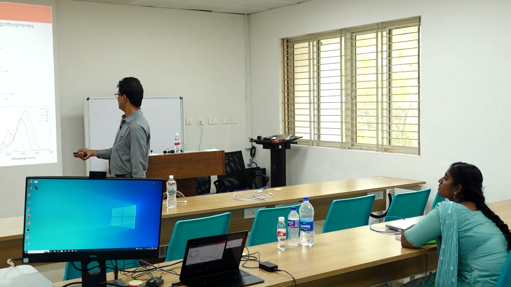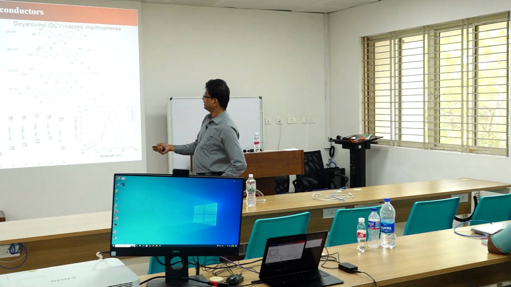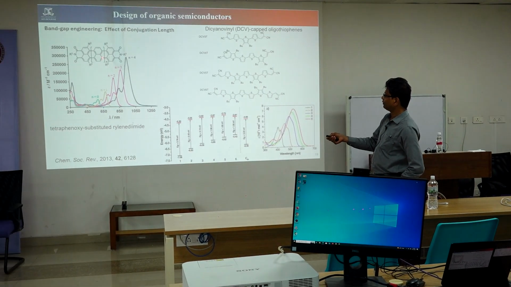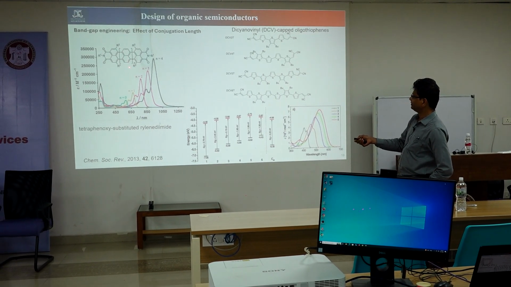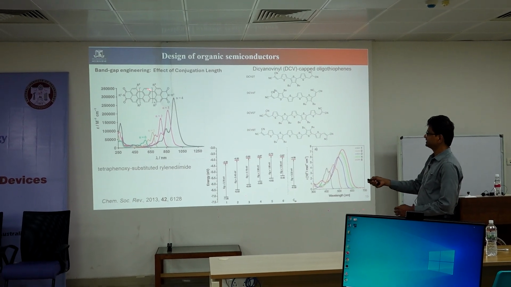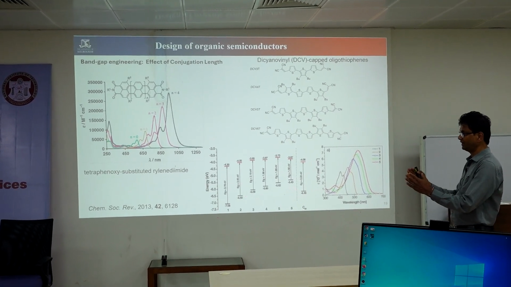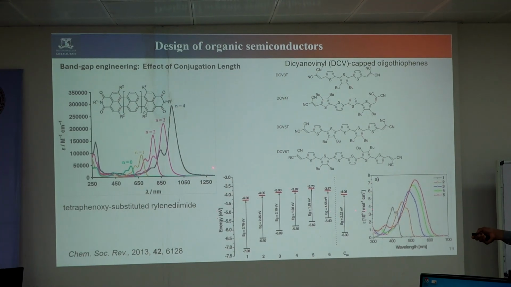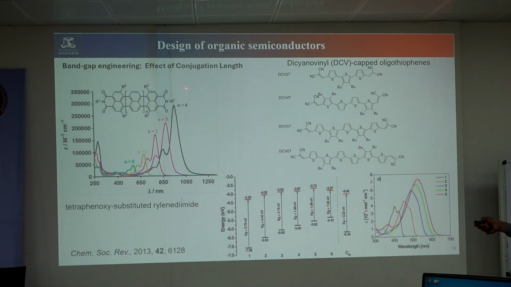And this is another one, already published in this work. This is a Rylen-Nimide one. Here, this conjugation unit, we change it to 1, 2, 3, 4. Then, when you increase this conjugation length, the band gap will decrease. See, the absorption onset keeps increasing. You can see that. This also is a conjugation length effect.